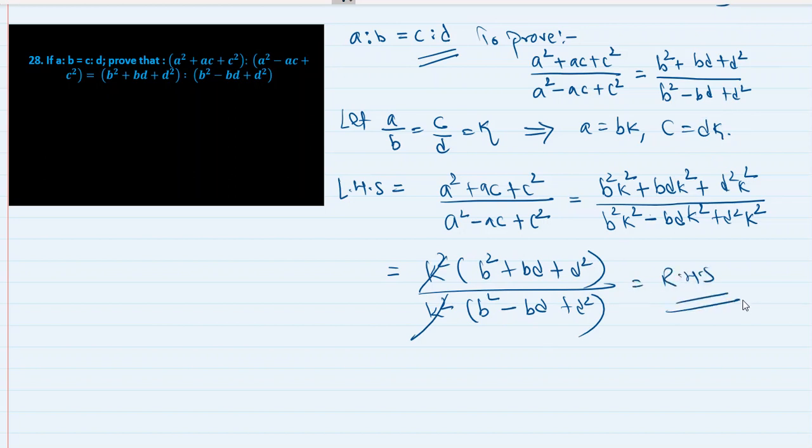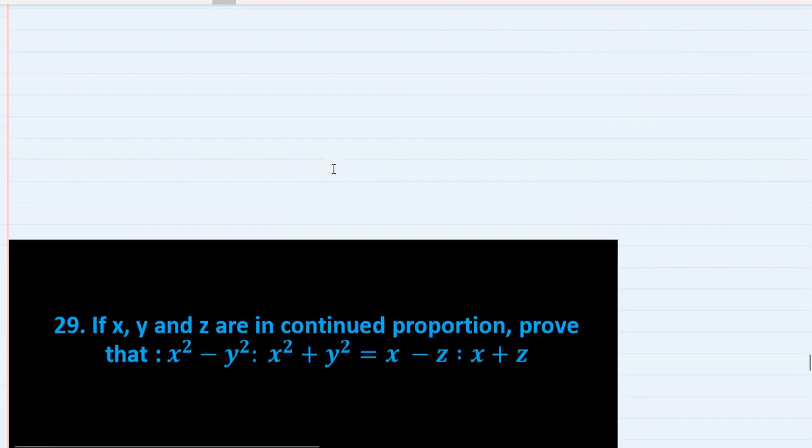So you start with LHS, but you get RHS in the third step itself. So K method is definitely very useful here, right? So 28th is also done. This is by K method. Let's go to the next question.